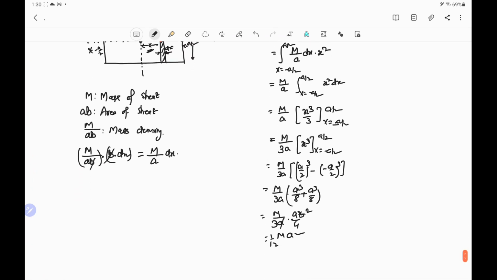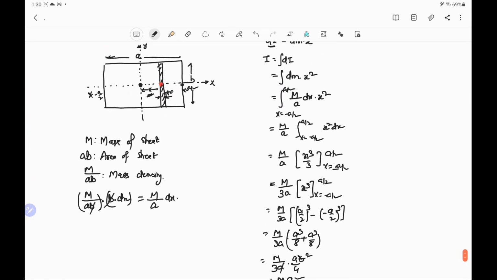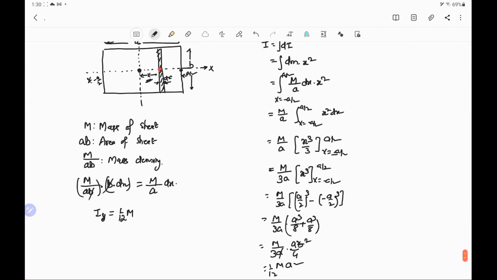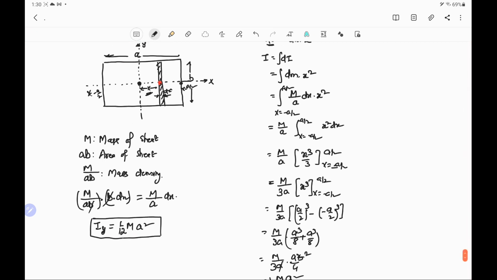It means the moment of inertia of this rectangular sheet about the y-axis, which we represent as Iy, is equal to 1 by 12 m a square. That means the moment of inertia of a rectangular sheet about an axis parallel to one of the sides is 1 by 12 of m into the square of the other side. This side is parallel to b, so here it is a, the other side.